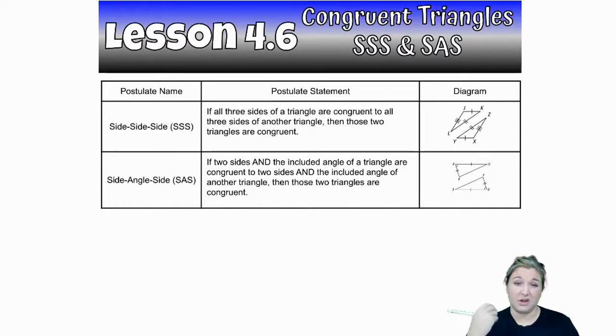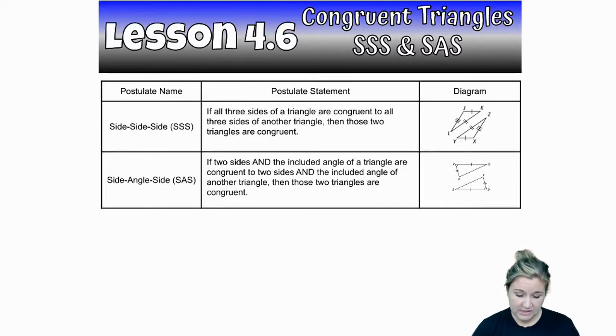Now our second one is going to be side-angle-side. If any two sides and the included angle, and that's something you want to pay close attention to, it has to be the angle between the two congruent sides. So if two sides and the included angle of a triangle are congruent to two sides and the included angle of another triangle, then those two triangles are congruent.